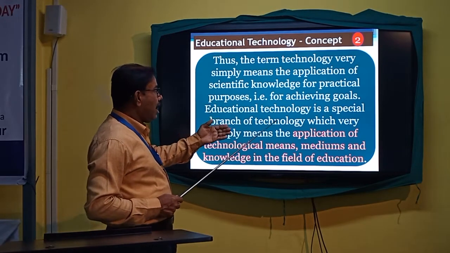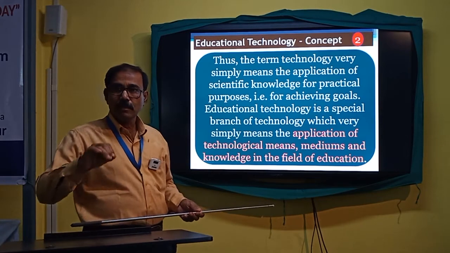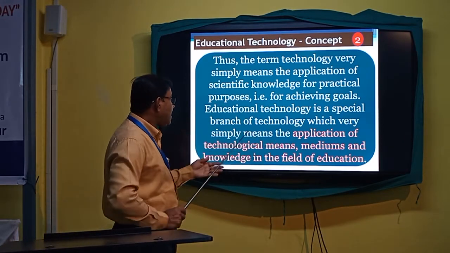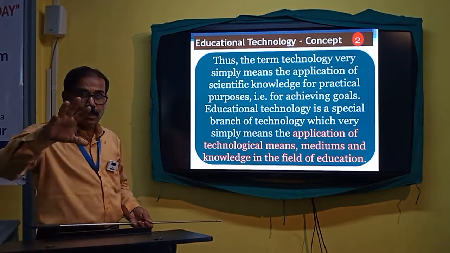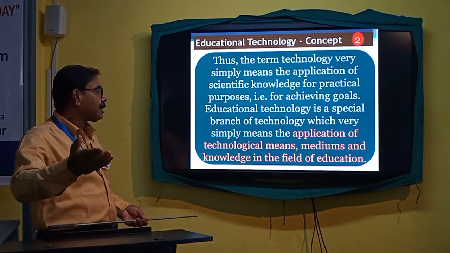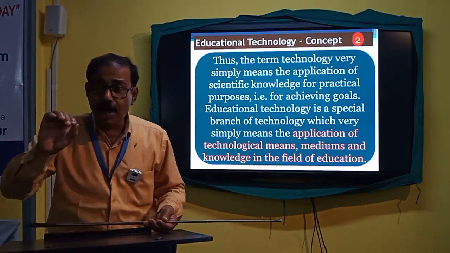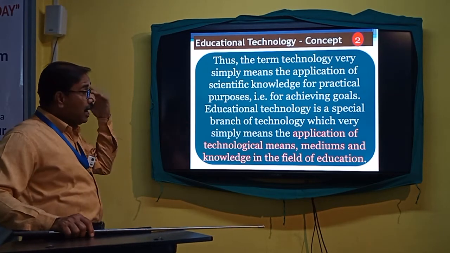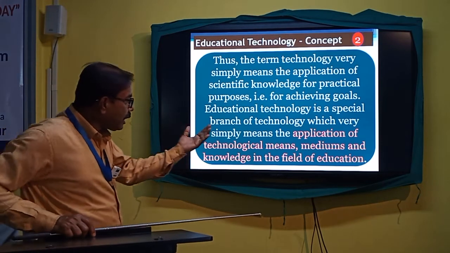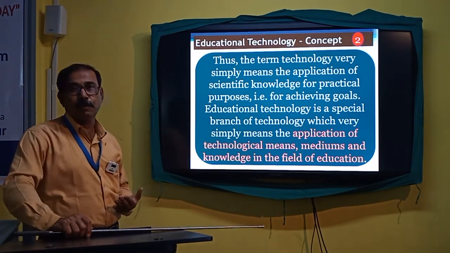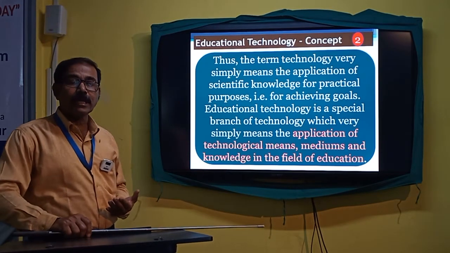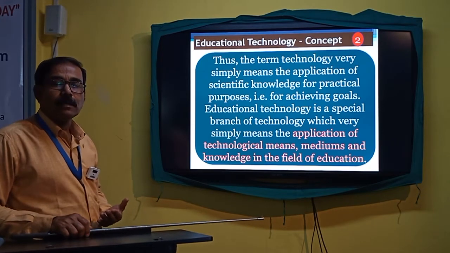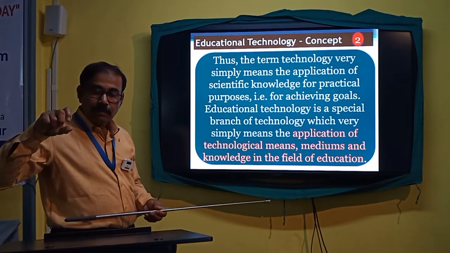Educational technology is a special branch of general technology, which very simply means the application of technological means, mediums, and knowledge in the field of education for systematic transaction of knowledge and a systematic process of learning.